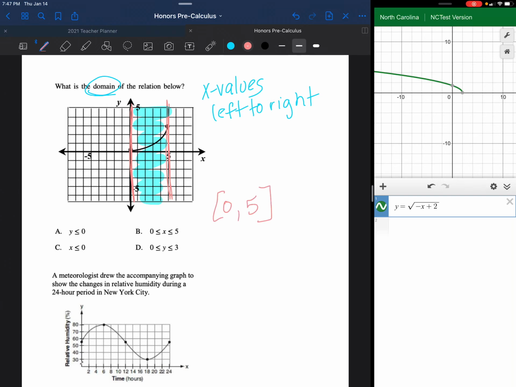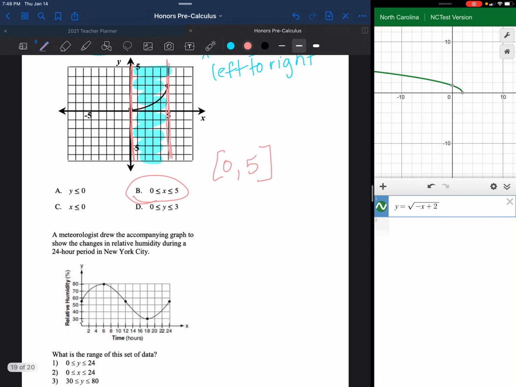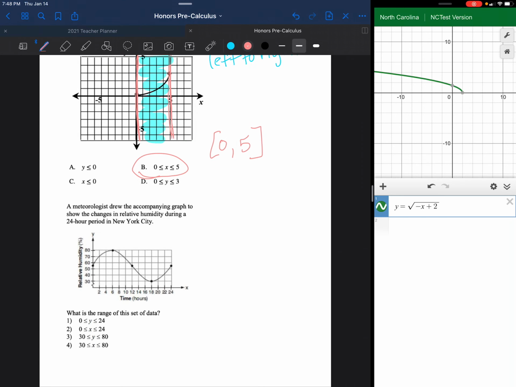So how do we write that in interval notation? Well, this says x is less than 0, less than or equal to, so that's not true, because we're not even talking about the y values. X is less than or equal to 0. So if we're talking about between 0 and 5, we're going to have the correct answer as B.